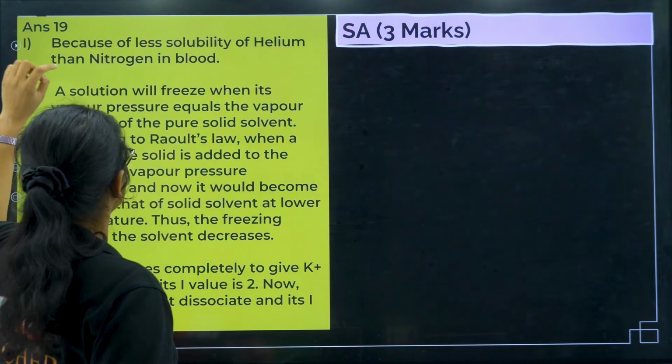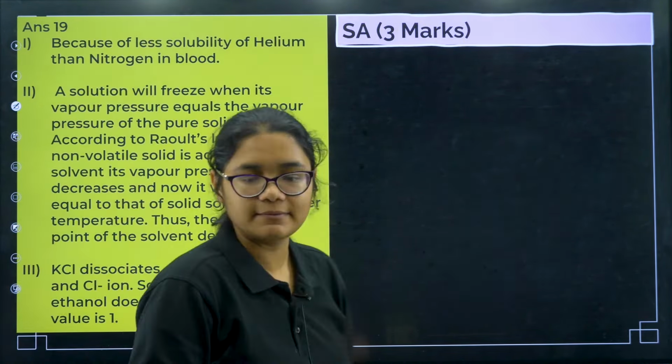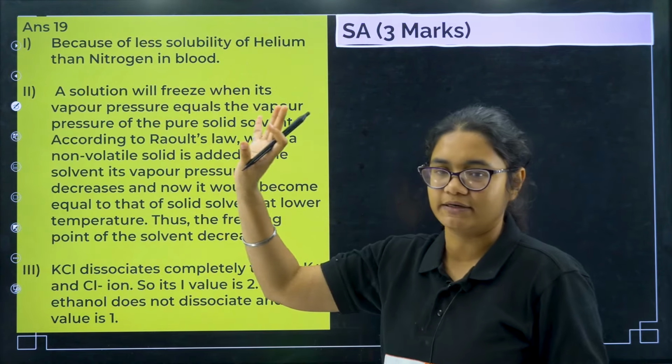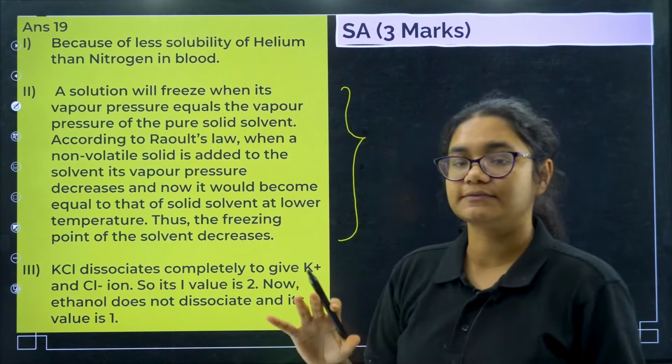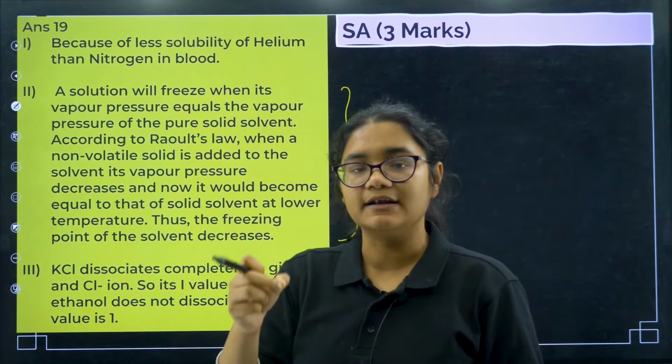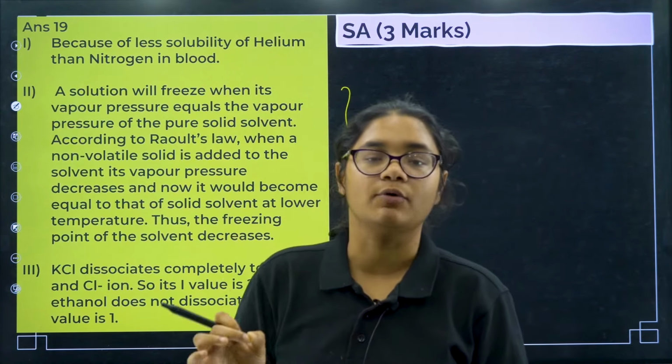Next, we'll see. So first of all, what is the reason why helium is added? Because helium has less solubility than nitrogen. But the thing that I want to focus on is this one, that is, why, when we add a small amount of salt, the freezing point will decrease.